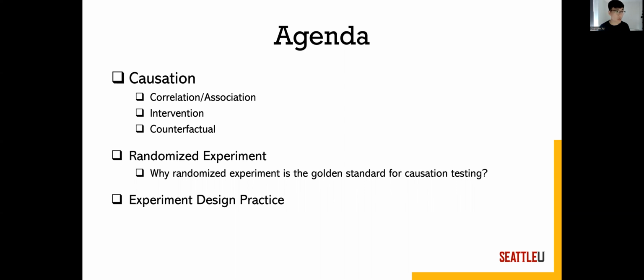In the second video, we are going to discuss randomized experiments and try to understand why the randomized experiment is the so-called golden standard for causation testing or causal identification. And on the discussion board, you will have to practice your own skill in designing a randomized experiment. You can choose whatever topic you want to study, and you would need to design a randomized experiment to identify the causal relationship between the treatment and the outcome. So let's get started.